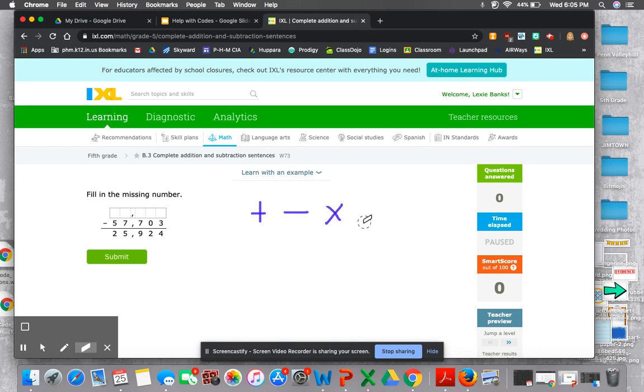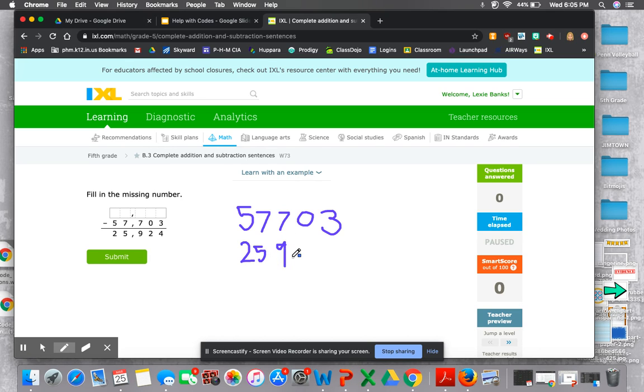Now, I'm going to erase this, and we're going to try and solve. So I need to write out these numbers. Remember I said if we're subtracting, the opposite operation would be to add, and that way I can get what these two things added together was before it got subtracted. So 5,770,3 and then 25,924.